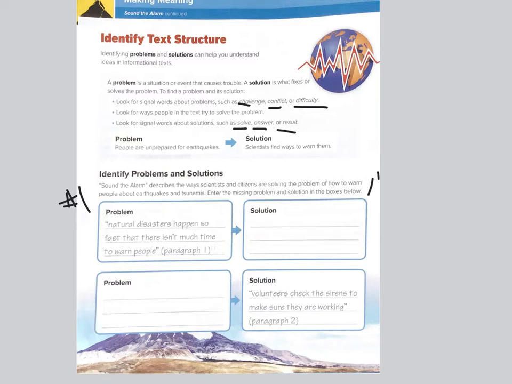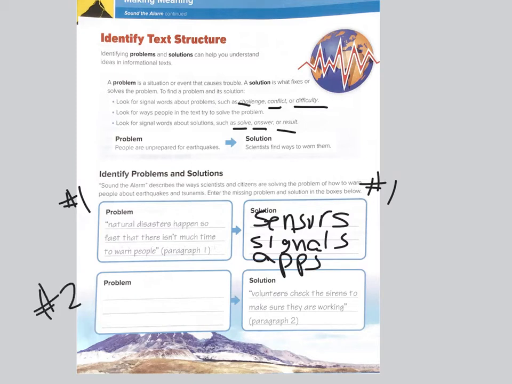Okay, we found our solution in paragraph 1 as well. And we talked about the sensors and the signals, and we also talked about the apps. All right, now the other thing we came across was in paragraph 2. In paragraph 2, we came across the problem, which we said was the word challenge, and that was the batteries were going dead. The batteries were dead. And the solution was that the volunteers check the sirens to make sure that they are working.